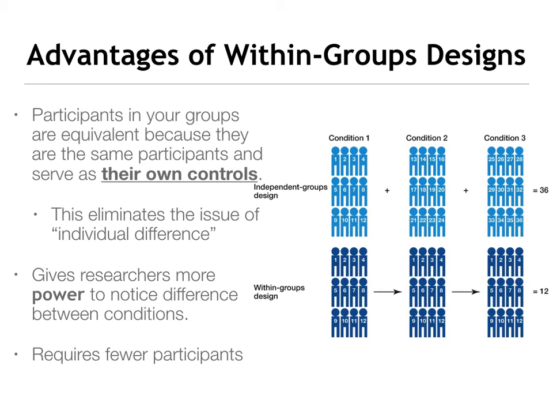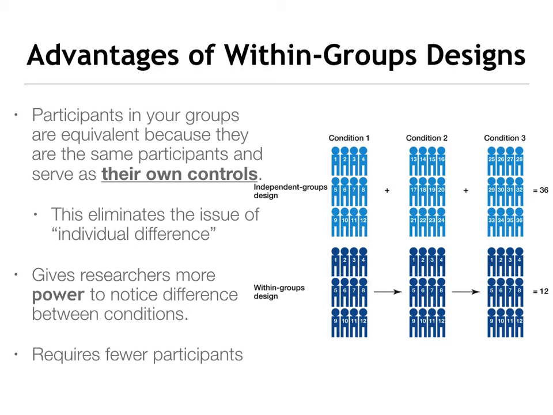It's just not there. So here's an example from your textbook where we have the independent groups designs in the light blue, and we have the within groups designs in the dark blue. And what you see here is that in the independent groups designs, we have 12 people in condition 1. We have 12 different people, participants 13 through 24, in condition 2, and we have another 12 people in condition 3, participants 25 through 36. So we end up with 36 people in the independent groups design.